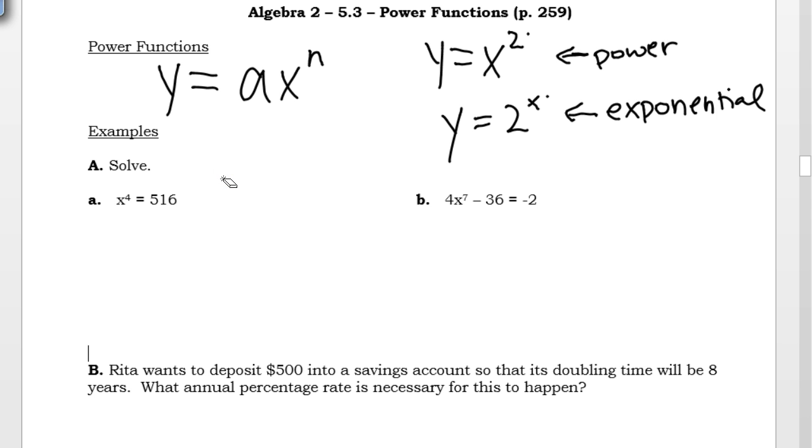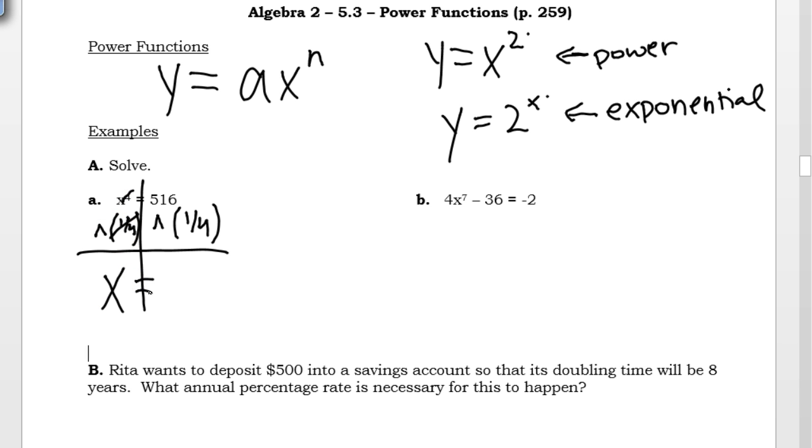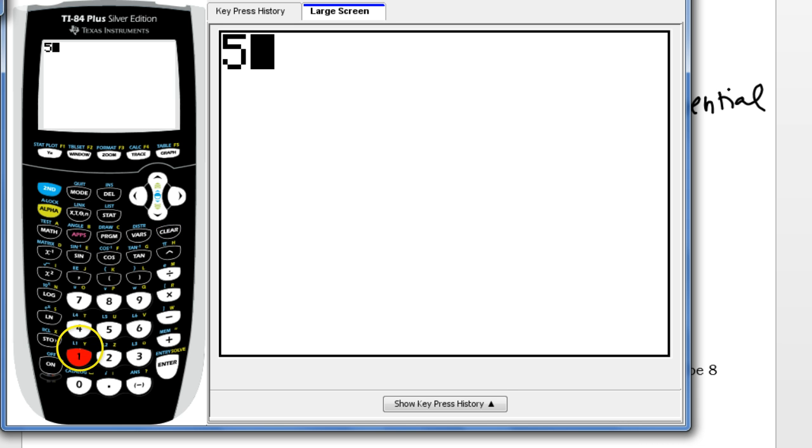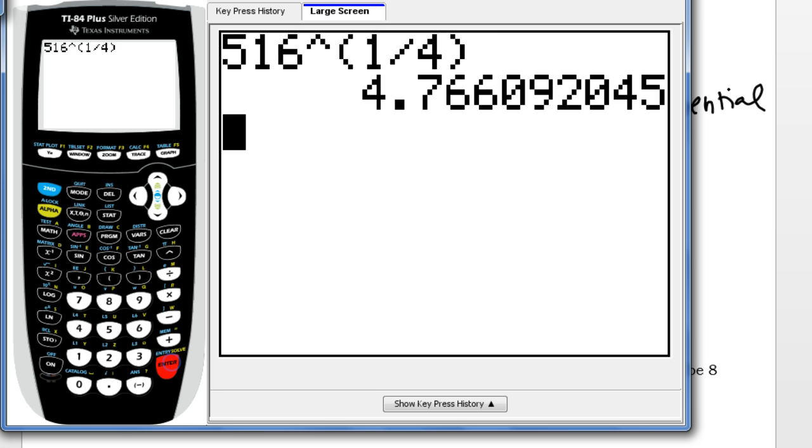Because I don't like writing all tiny like that, it's hard for me to see. So I need to put power of 1/4 on each side of the equation. The 1/4 and the 4 cancel out, and x is whatever 516 to the power of 1/4 is. That 1/4 has to be in parentheses, or I could just use the decimal of 0.25. But I'm going to use that 1/4 in parentheses, and that is my answer.